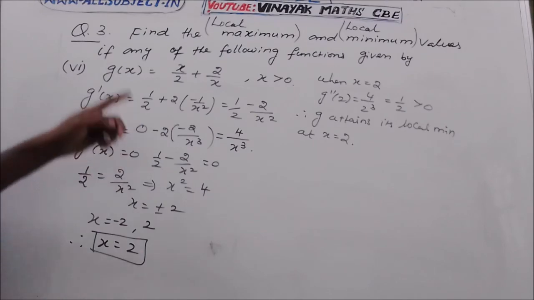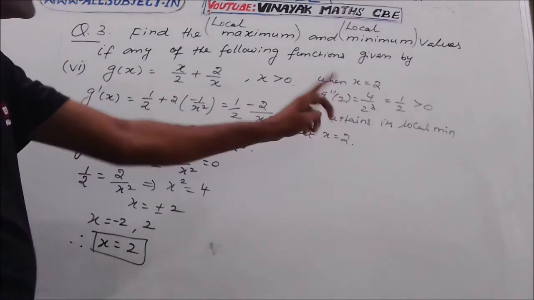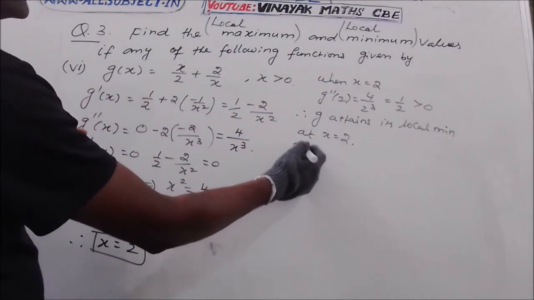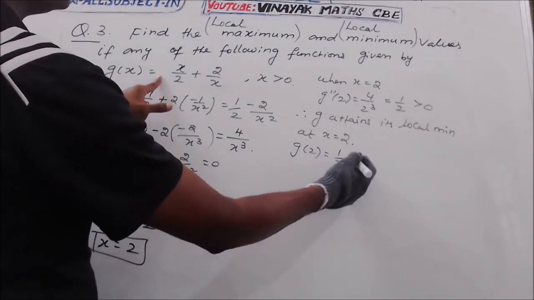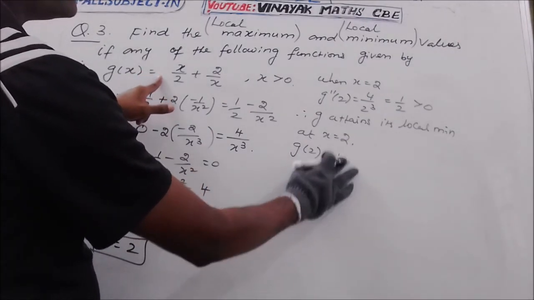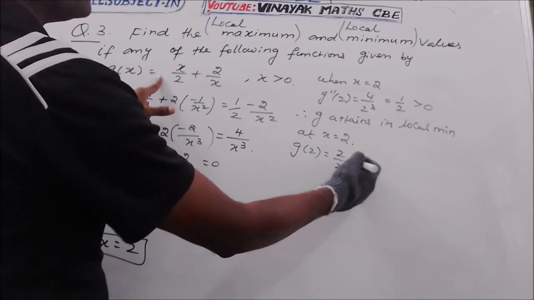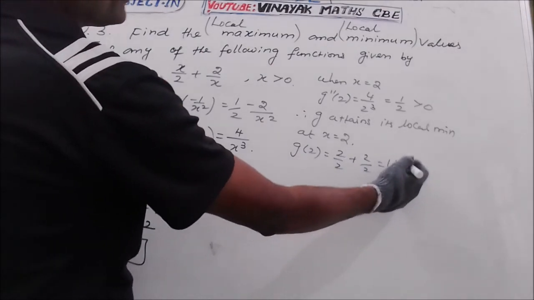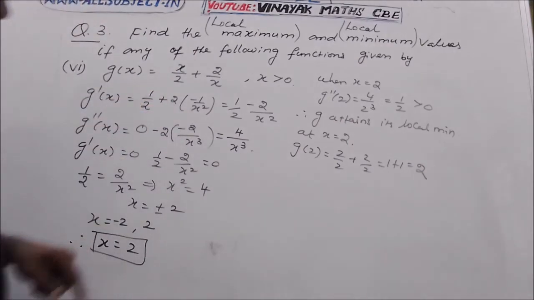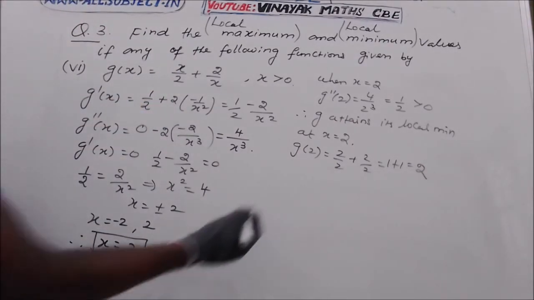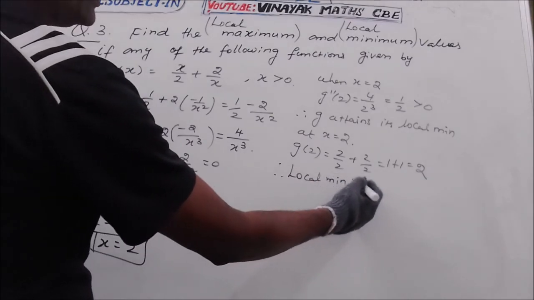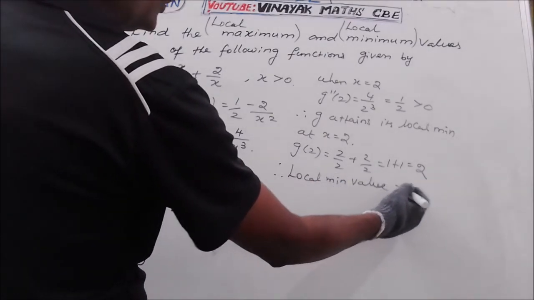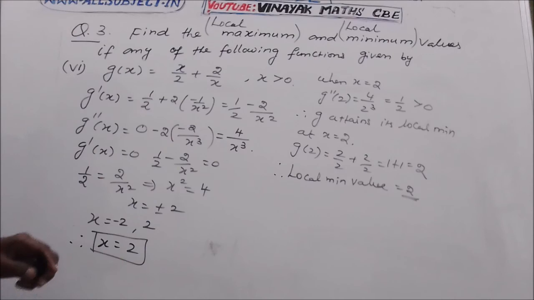So, substitute x is equal to 2 in the given function g to get the local minimum value. Therefore, g of 2 is the local minimum value. Substituting, x by 2 with x equal to 2 gives 2 by 2 plus 2 by 2, that is equal to 1 plus 1 equal to 2. Therefore, the local minimum value is equal to 2. It has no local maximum.